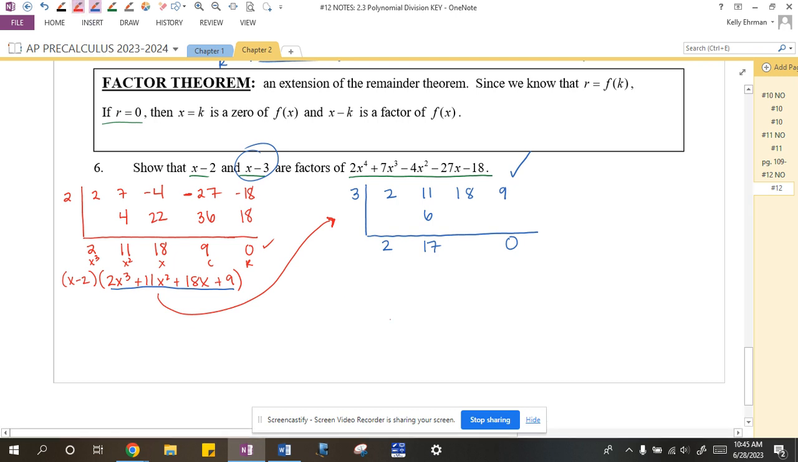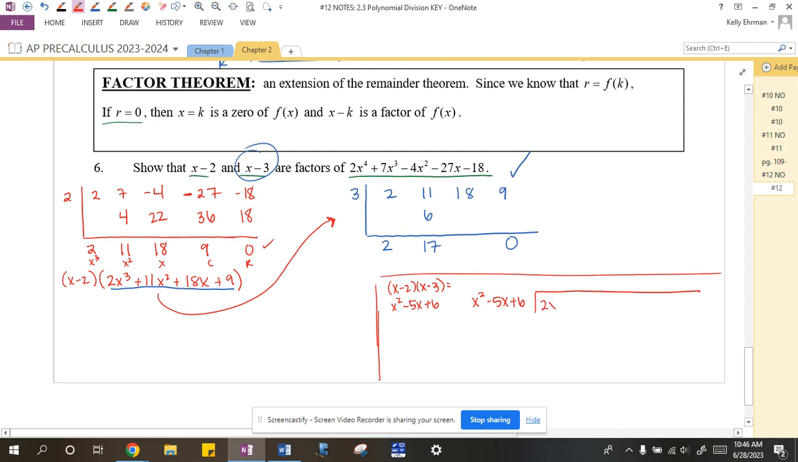Here's another way we can check this. Second method. FOIL together the two factors. X minus 2 times x minus 3 is equal to x squared minus 5x plus 6. We could use long division instead of 2 rounds of synthetic to just knock this thing out right away. So let's see what happens, because again, I think I've got a typo somewhere, but you're dividing the original by both of these factors, which we've already multiplied together.